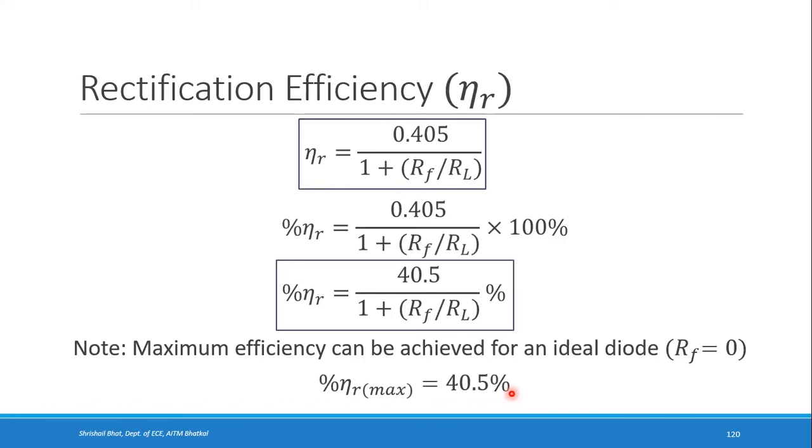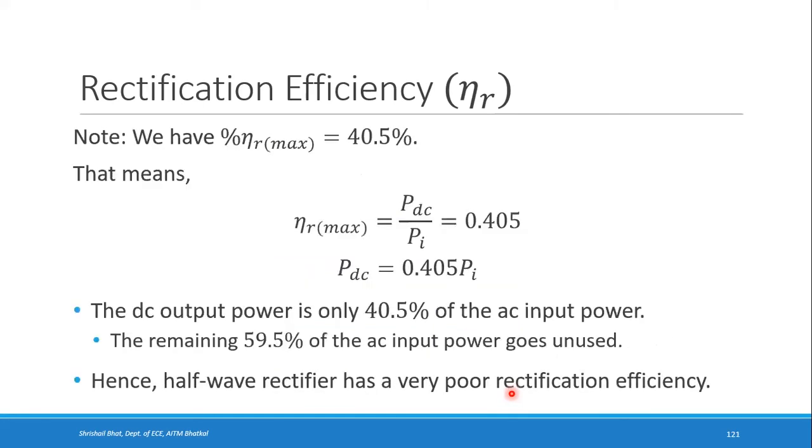50 percent is directly removed when you remove the half cycle of the input, and the remaining 9.5 percent is wasted in the circuit, right? So we have the maximum efficiency of 40.5 percent. Efficiency is PDC by PI, that is 0.405. So PDC will become 0.405 times PI. What that means is the output power is just 40.5 percent of the input power.